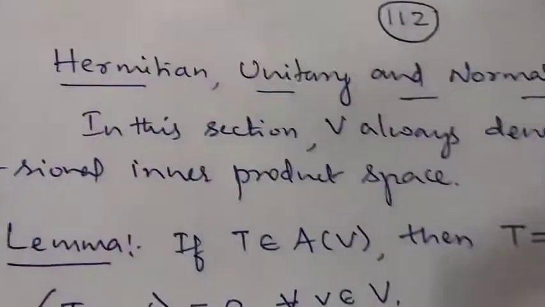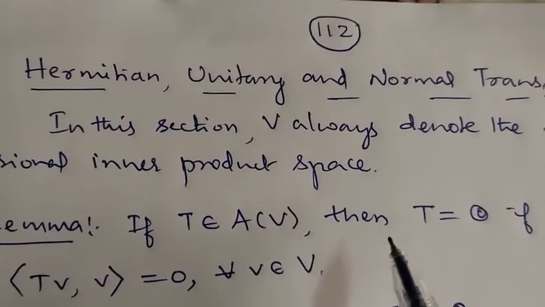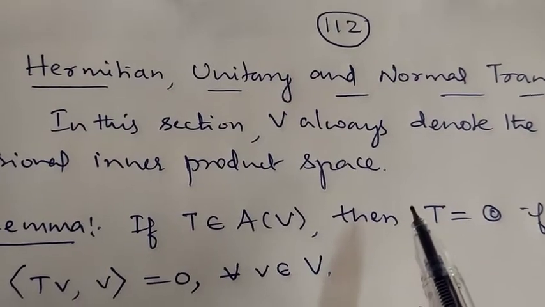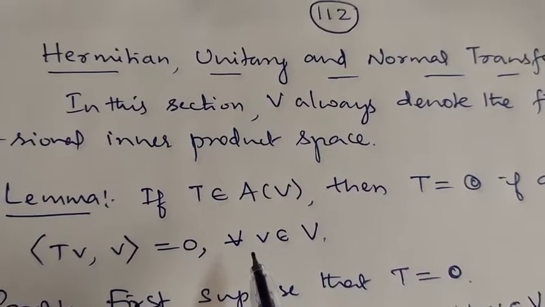So in this class you will study what is meant by a Hermitian linear transformation, unitary linear transformations and normal linear transformations, and results based on these topics. Okay, first let us consider this result. Here V always denotes a finite dimensional inner product space over the complex field. So first let us take this result.